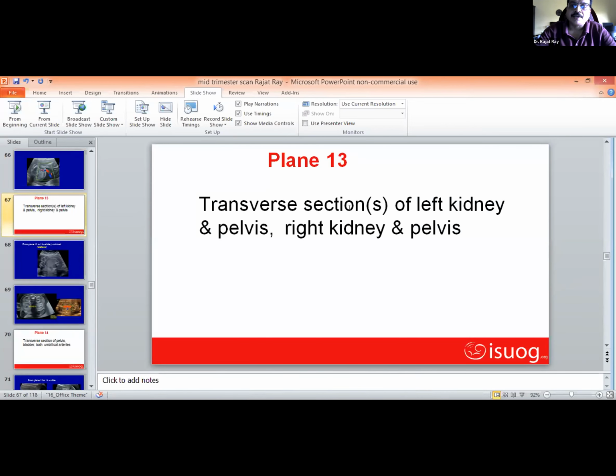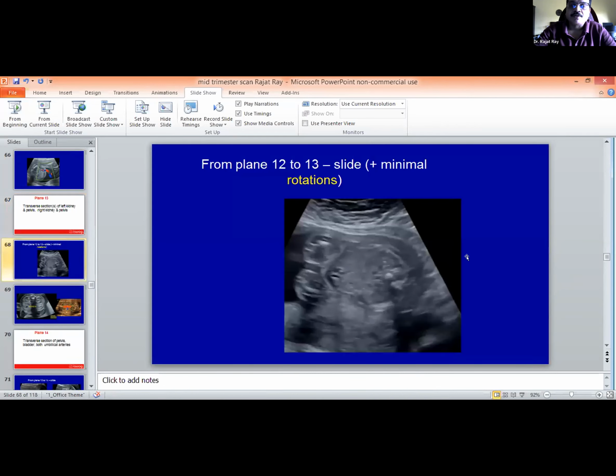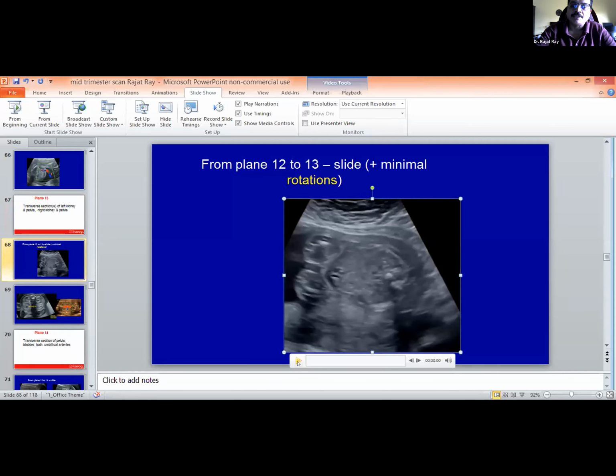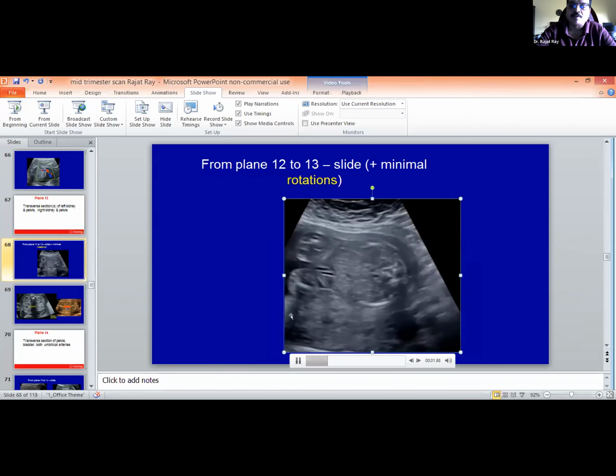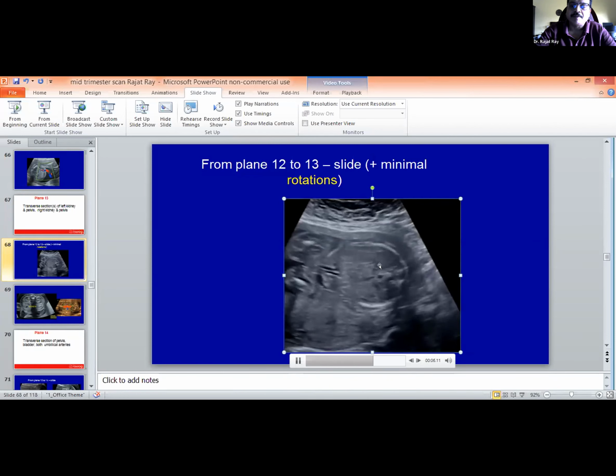Plane 13 is the transverse section of the left kidney and pelvis, right kidney and pelvis. From 12 to 13, slide plus minimal rotation, and you will get the kidneys. From the umbilical cord insertion to the kidneys, you have to slide and make a minimal rotation. This is the umbilical cord. From here, slide and make minimal rotation, and you are getting two kidneys behind.